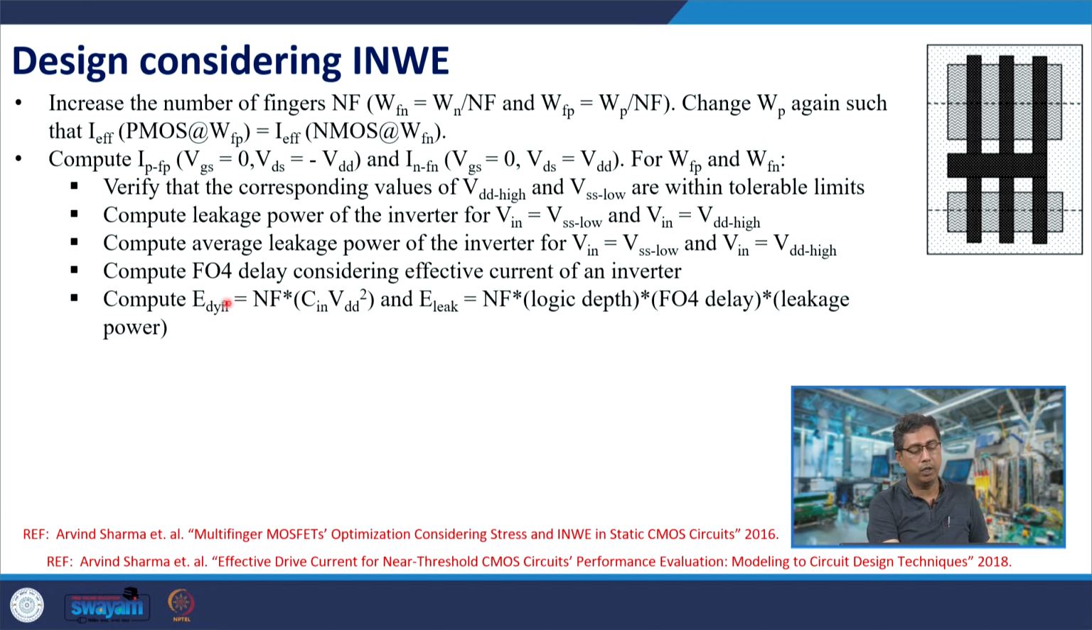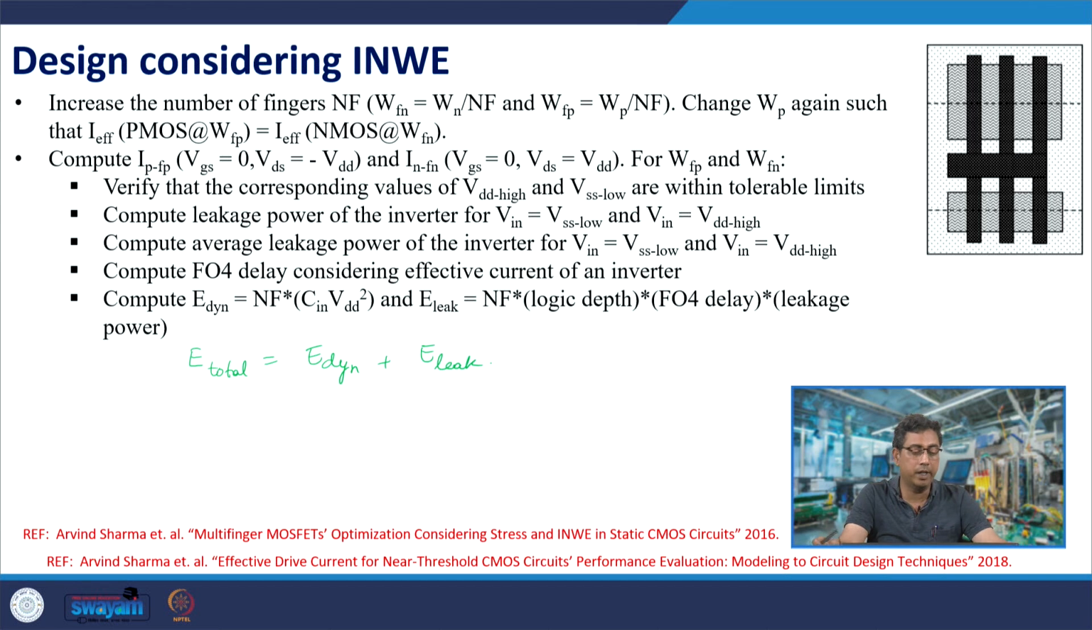Once you have done that, you will also calculate the dynamic power. There you will multiply with the number of fingers. You have done this at finger level, but you will multiply with the number of fingers, because that is the inverter's total dynamic energy. And the FO4 delay is that of the inverter, it is representative of the clock period as earlier. So, you will calculate this leakage energy and then the total energy, which is E dynamic plus E leakage. Now, this total energy should be within the constraints that you want.